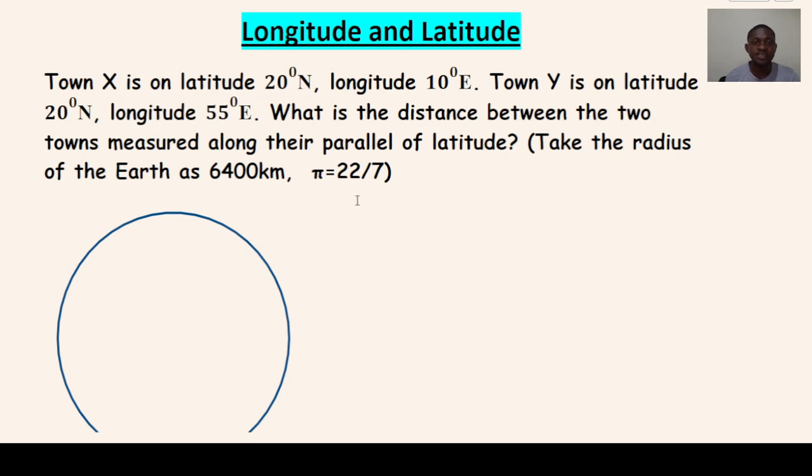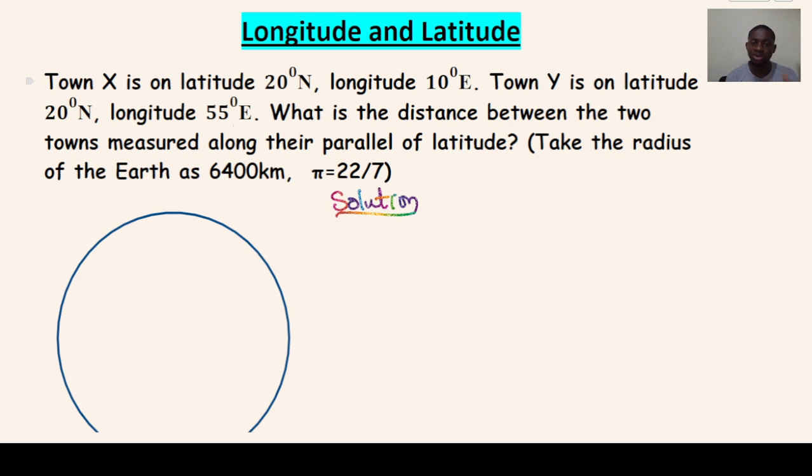Hello, in this video we are looking at how to solve problems on longitude and latitude. Here we are given two towns, town X and Y, where town X is on latitude 20 degrees north and longitude 10 degrees east. Town Y is also on latitude 20 degrees north and longitude 55 degrees east.